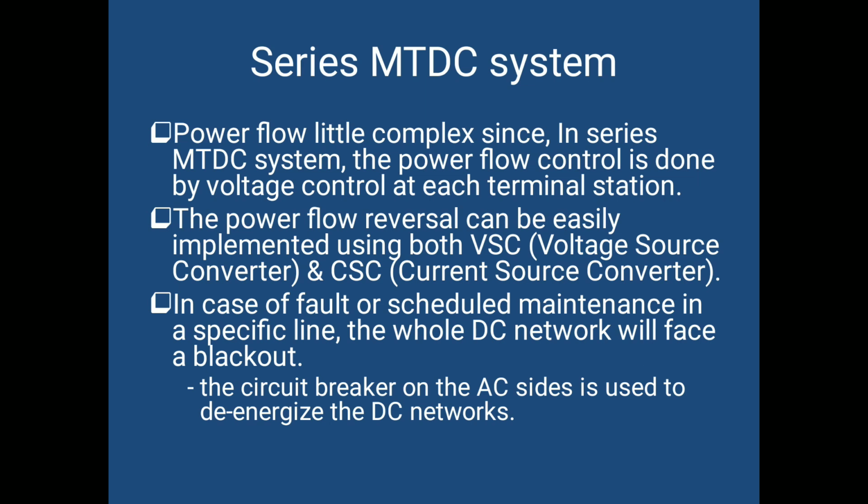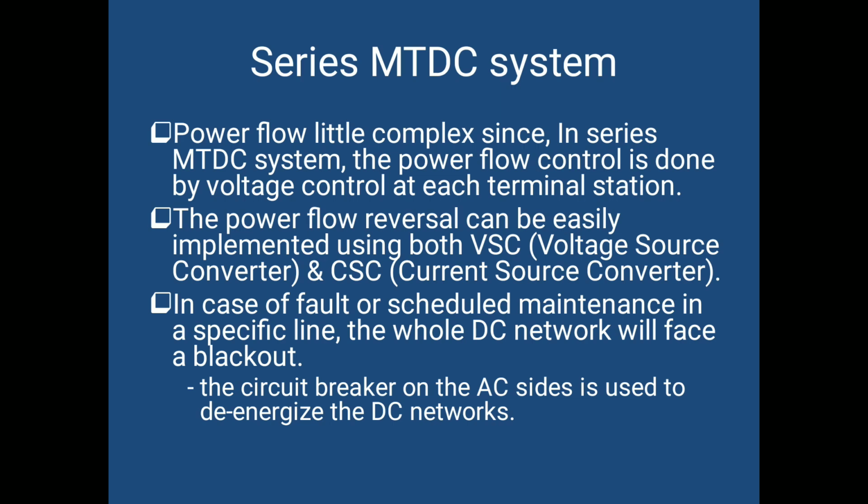The power flow in this system is a little more complex compared to the parallel MTDC system, because a parallel MTDC system can control its power flow by injecting current in a specific line, while in a series MTDC system the power flow control is done by voltage control at each terminal station. In a series MTDC system, power flow reversal can be easily implemented using both VSC, that is voltage source converter, and CSC, current source converter.